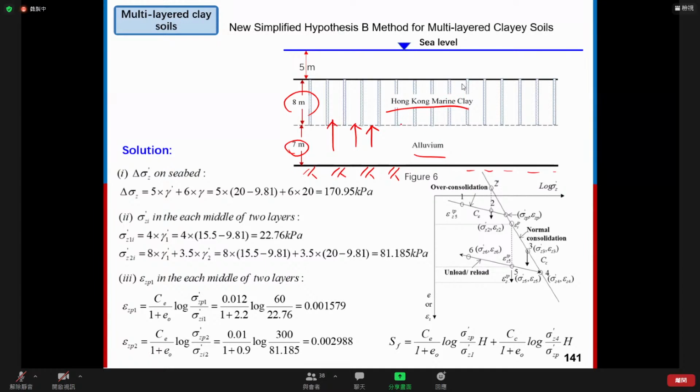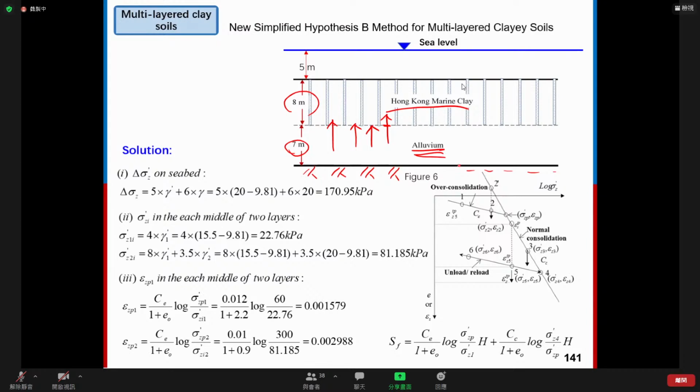And for the Hong Kong marine clay, let's see the soil element at this interface, because the water can only move upward from alluvium to marine clay, like this. So the water inside the Hong Kong marine clay cannot go down into the alluvium, because the water flow direction is only from the bottom to top. So for the alluvium, the maximum drainage path length is 7 meters, right?